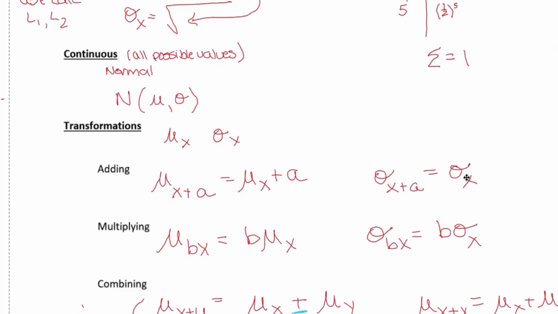Because think about it, we're actually just shifting our whole data to the left or to the right by a specific value. So the distance of each value on our x-axis to the mean does not change. Sorry, that was kind of messy, but I hope you get my idea.